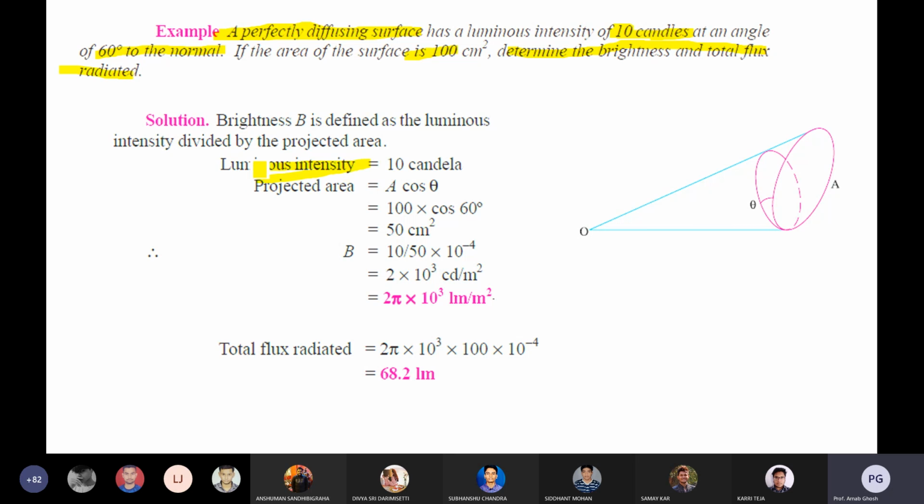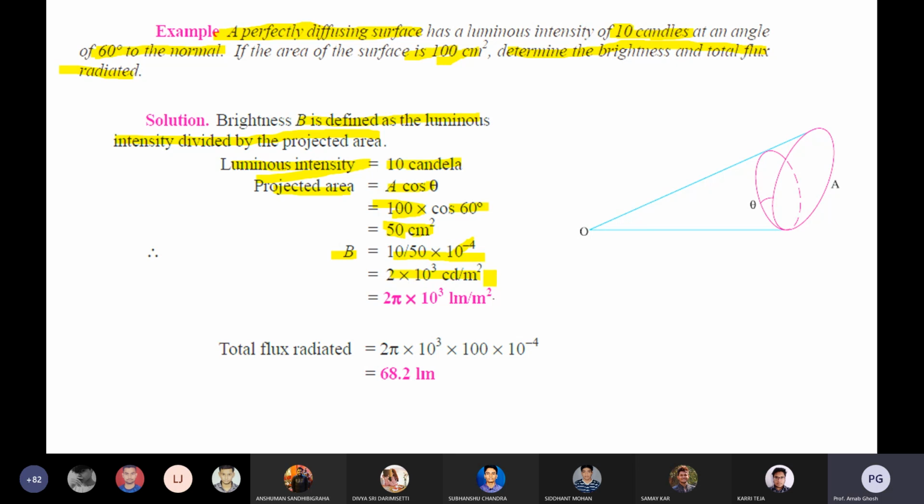So luminous intensity is given, 10 candles. Now the projected area has changed: A cos theta. A is 100, cos 60°, that is given that 60° has changed. So 50 centimeter square is coming. Now B is equal to what? 10 candles by 50. Now the area has changed from 100 to 50. So into 10 to the power minus 4, since it is centimeter square.